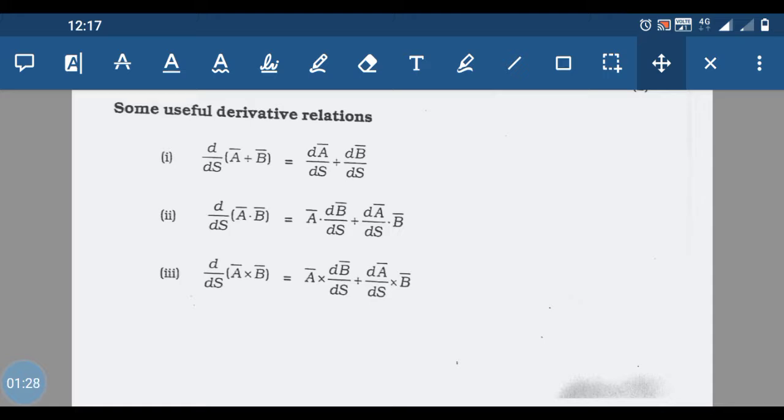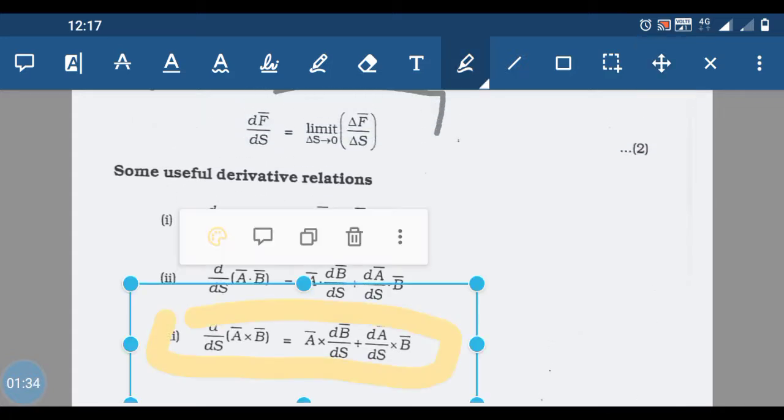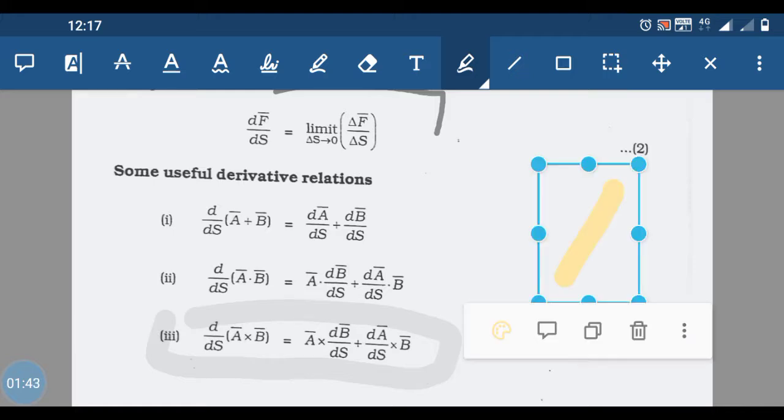In this case, the order is important. You have to note the order in this case. That is, d by ds of A cross B is equal to A cross dB by ds plus dA by ds cross B. Okay.